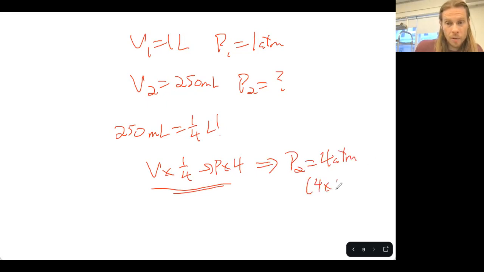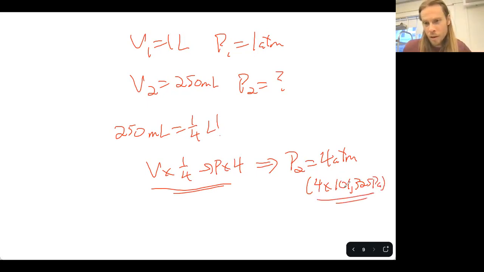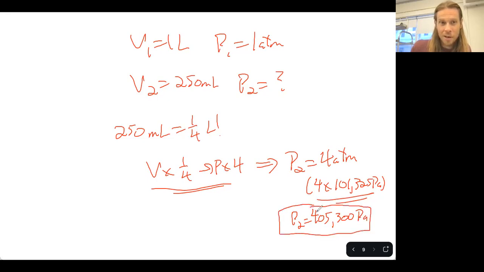So 4 times 101,325, whatever that is in actual pascals, 405,300. Did I do that right? 405,300. I think I did, because 4 times 25 is 100, 4 times 13 is 52. So 405,300 pascals. I think I got it. Correct me if I'm wrong. That is the pressure then in the container.